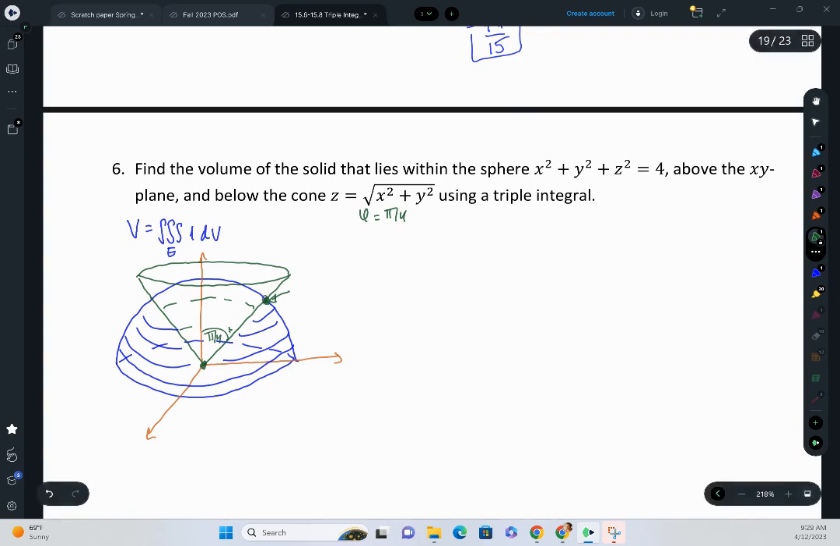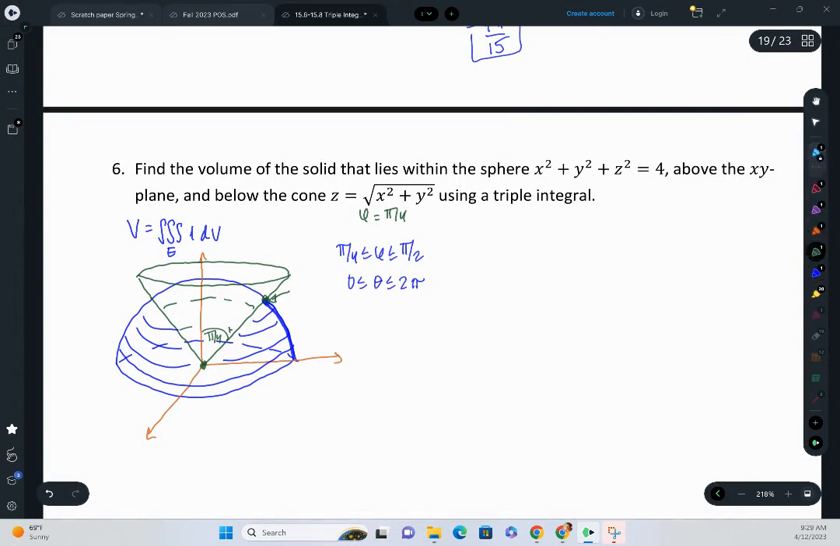Well, what we also need is to find our rho bound. So let's state what's easy here first. First of all, phi is starting at pi fourths, and then it is cruising down to the y-axis. So that tells me that phi starts at pi fourths and ends at pi halves. We were not restricted to an octant other than above the xy plane, so this is a full hemisphere that swirls all the way around the z-axis, so theta starts at 0 and goes all the way to 2 pi.